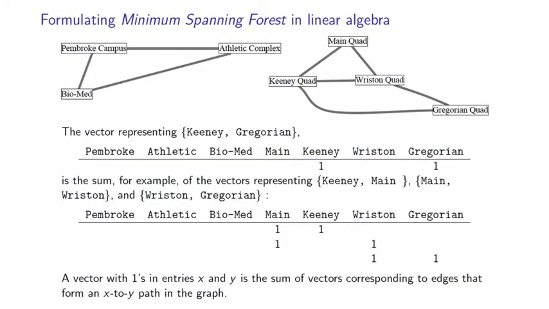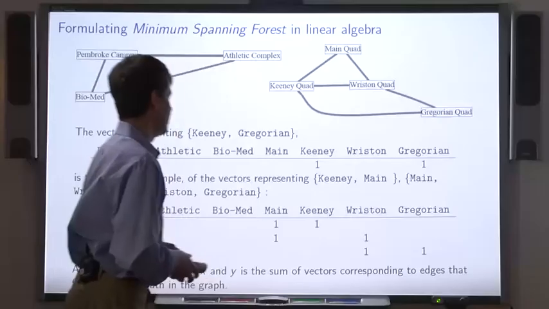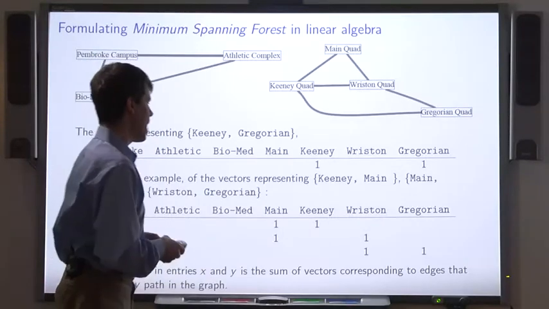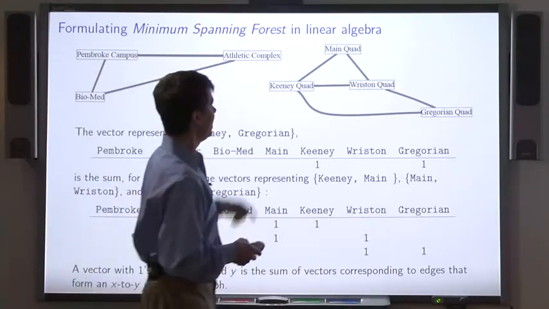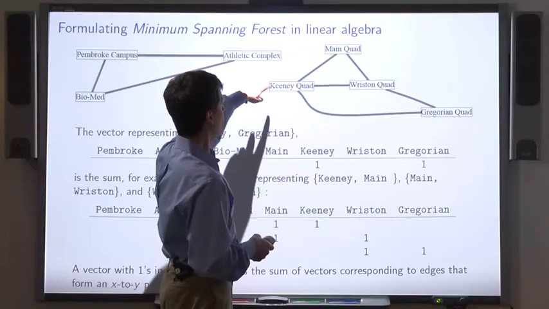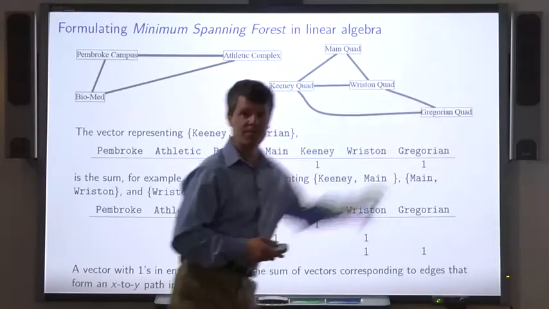Now, a vector with 1s in entries x and y is the sum of vectors corresponding to edges that trace out an x to y path in the graph. In this case, the path from Keeney to Gregorian through Main and Riston.